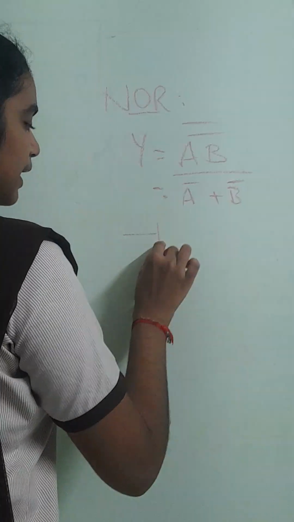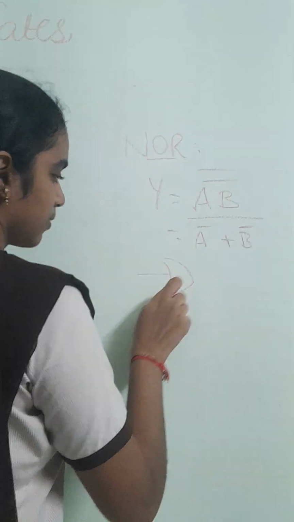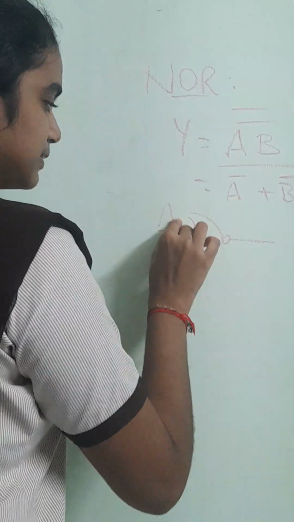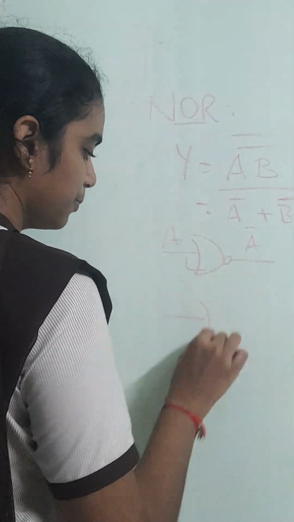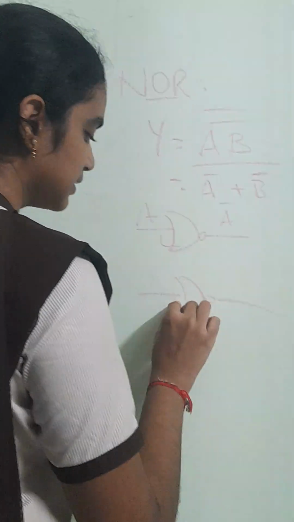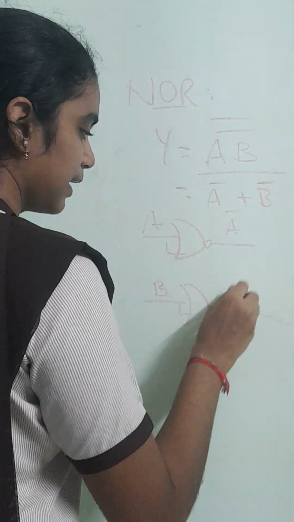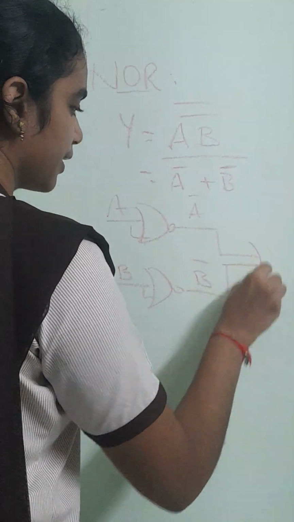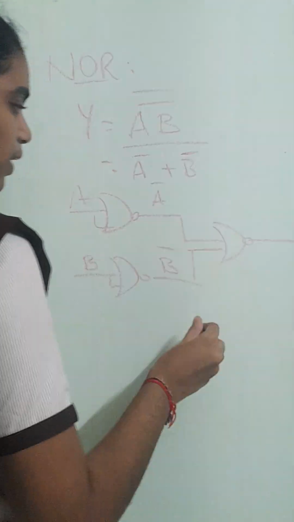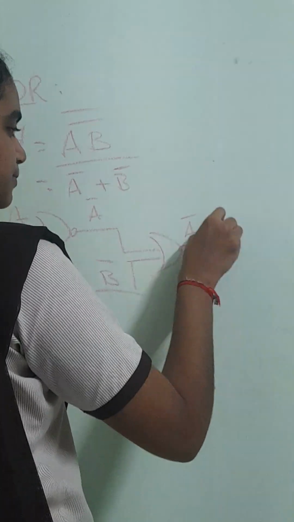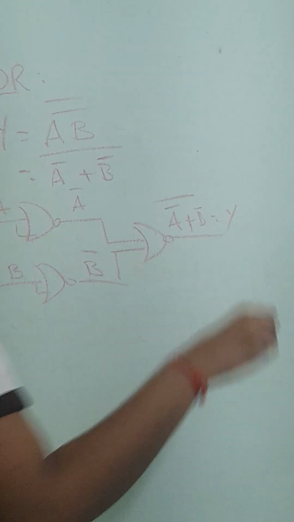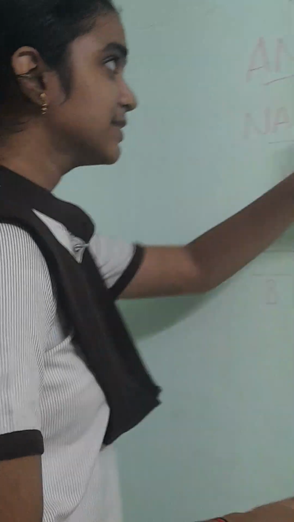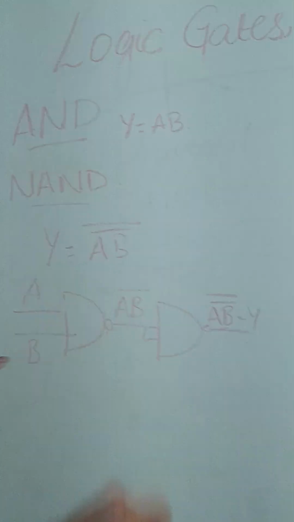Now let me take A bar. So this is A bar and then B bar. This is B bar. And I am going to connect these two again using a NOR gate. So I will be getting A bar plus B bar whole bar, which is the required output Y. So this is conversion of AND gate to NAND gate and NOR gate.